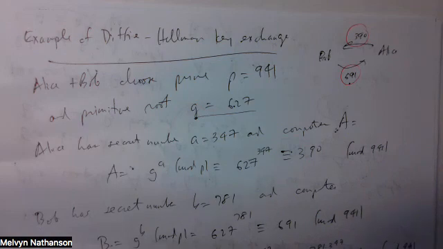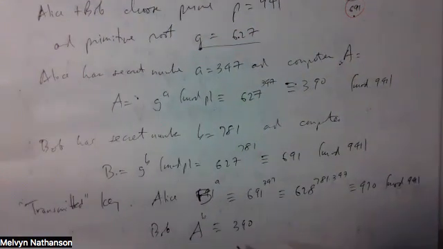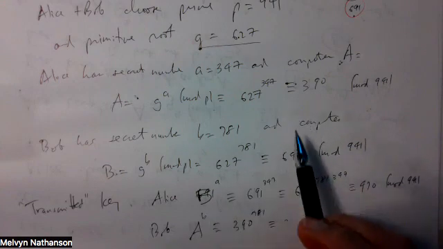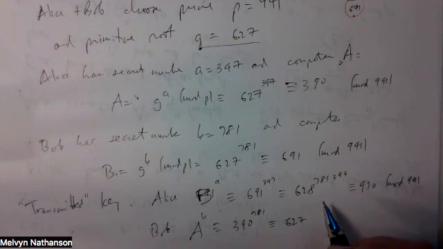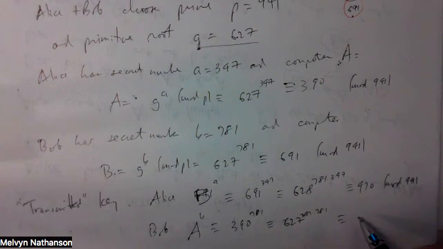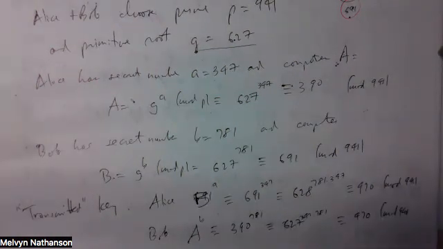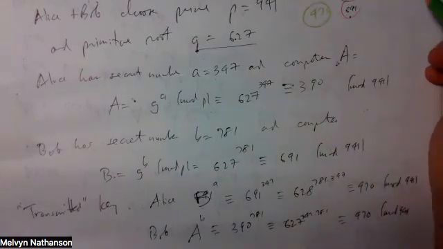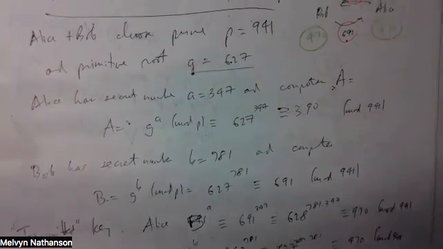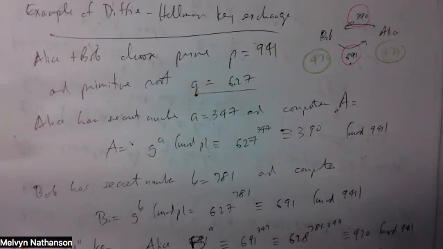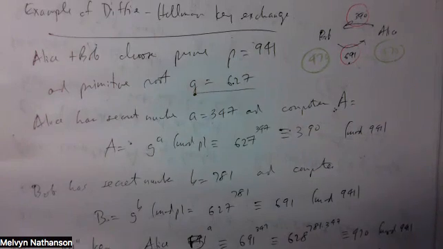And Bob takes the number capital A that Alice sent him and raises it to his secret number b. Capital A was 390, raised to the number little b. Bob's secret number little b is 781. And what's 390? 390 is 627 raised to the power 347, and that's raised to the power 781. It's the same number, of course, and this is 470 mod 941. So Alice and Bob both come up with the number 470, which is the key that they share. So they now share this key, and this key can be used for encryption and decryption by any symmetric cipher.